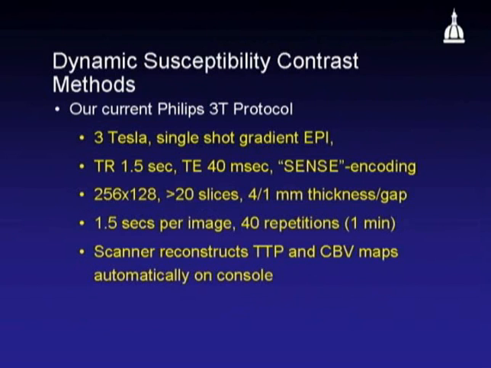So this is what we're currently using on our Philips 3T system. Using a single shot gradient echo EPI and time resolution of 1.5 seconds, echo time of 40 milliseconds with SENSE encoding to speed it up. And we're doing at least 20 slices to cover the whole of the brain with a 4 millimeter slice thickness. And this scan lasts 1 minute. And it's nice that the scanner actually reconstructs time to peak and blood volume maps for you right away as soon as the scan is finished.